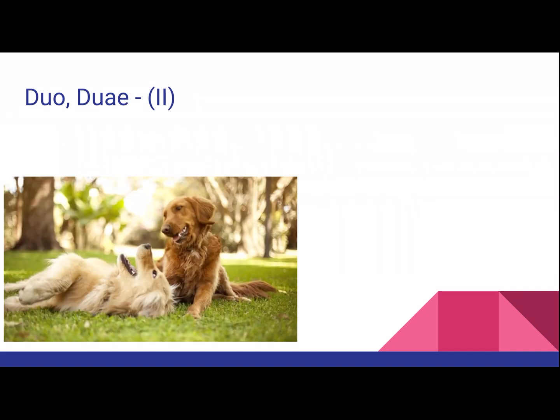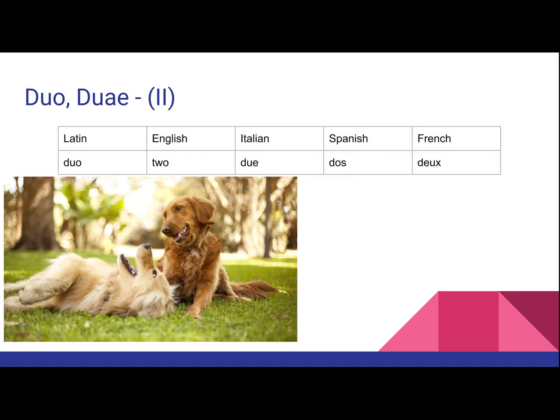Duo, duae, is two. So you have due in Italian and dos in Spanish and deux in French. You'll notice that unus and duo have both masculine forms and feminine forms. 1, 2, and 3 in Latin are the only ones that do it. But 3 doesn't have a difference between its forms either, so it's even simpler than 1 and 2. Duo canes flavi sunt in herba. 2 yellow dogs are in the grass.